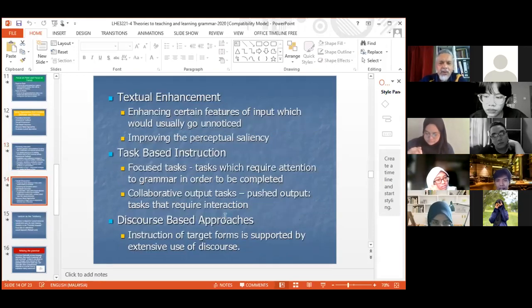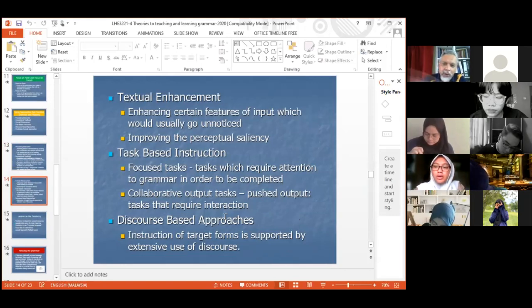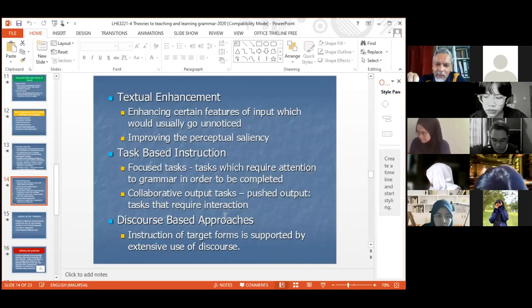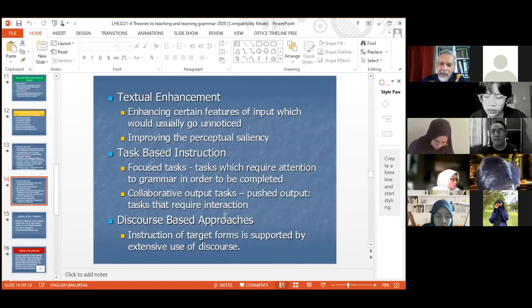Okay, so of course you have these other things like textual enhancement. If we go back to the framework of how we learn input, notice input, and comprehended input, textual enhancement is related to the idea that for all input, you have to make sure that they notice it. So in order to get the students to notice it, you can enhance the text. Okay, so how do you enhance the text?